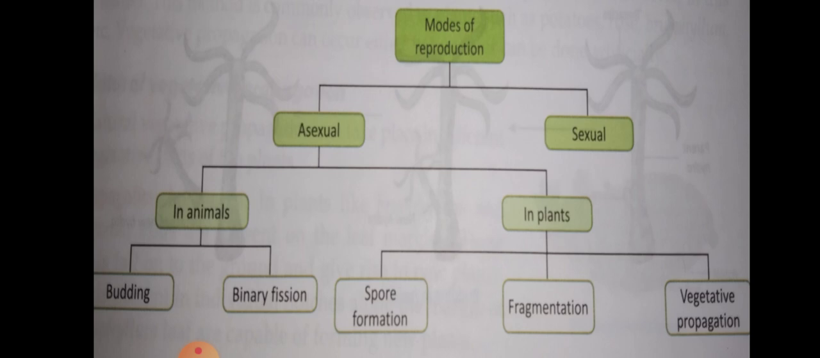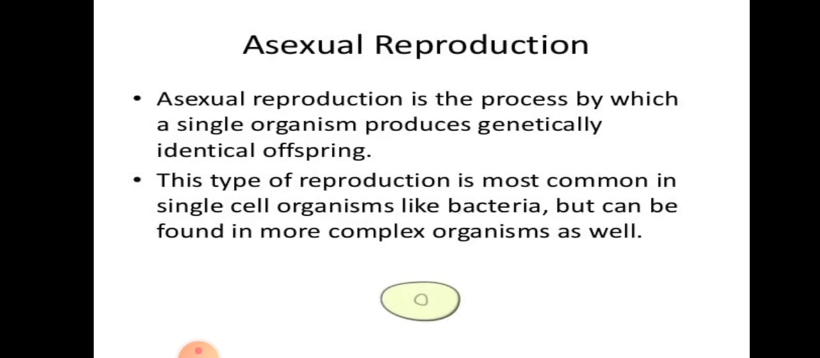First of all, we'll see what asexual reproduction is. It is a process by which a single organism produces genetically identical offsprings. When the organism is produced, it is an identical copy. The reproduction that involves only one organism is called asexual reproduction. Only one parent is involved here.